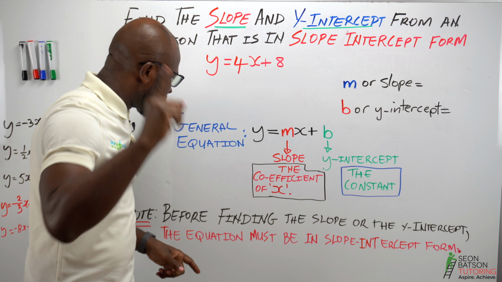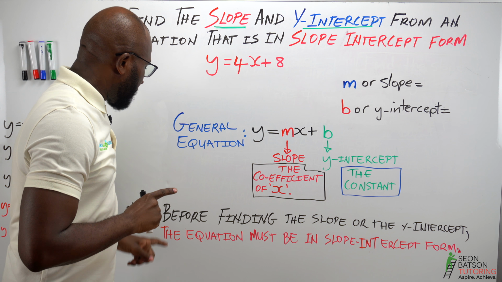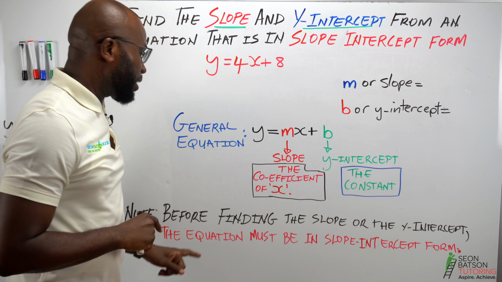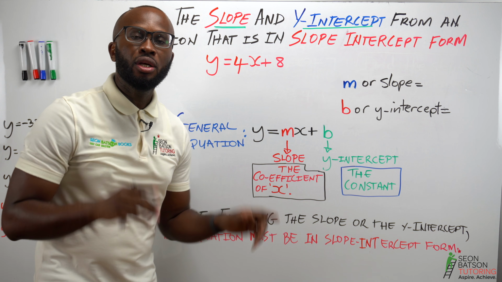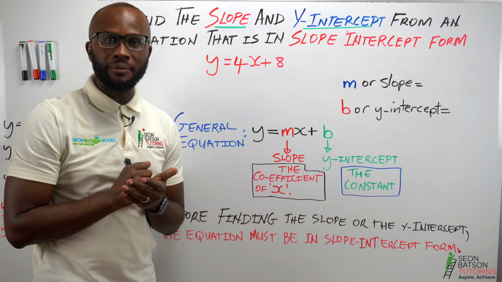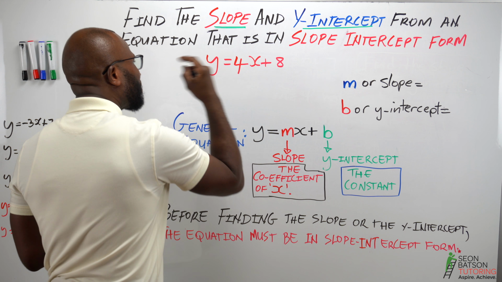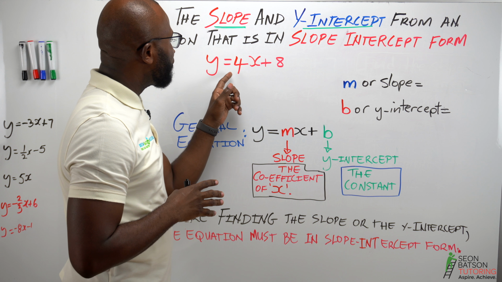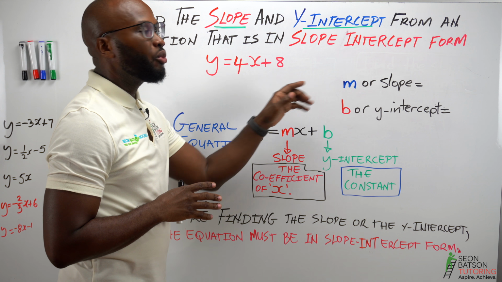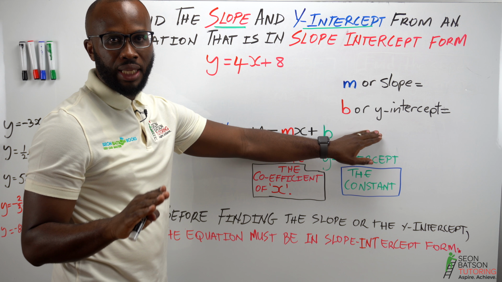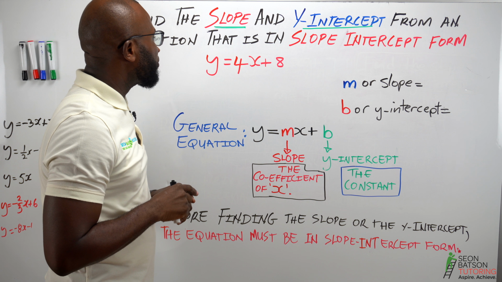Now, one very important rule. Before finding the slope or the y-intercept, the equation must be in slope-intercept form. Never forget that. Now, let's go to our first example here. We have y is equal to 4x plus 8. We want to find the slope, and we want to find the y-intercept. Yes? Let's find the slope first.